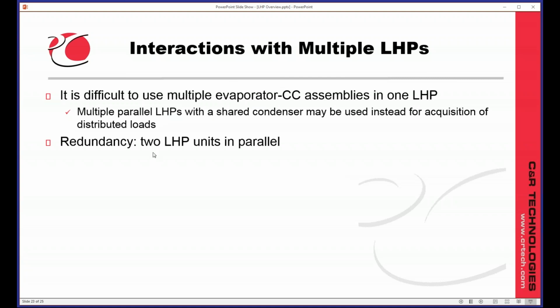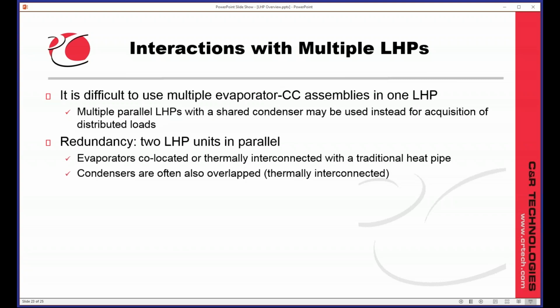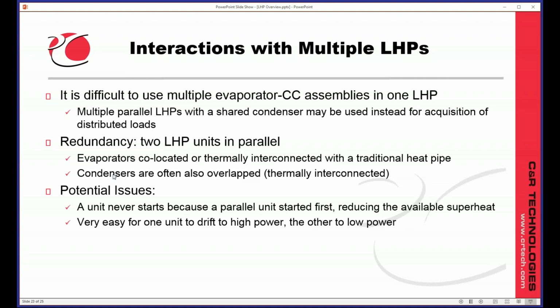More commonly, you've got 2 LHP units in parallel for redundancy in case one gets punctured. In that case, the evaporators are either co-located or are interconnected with a traditional heat pipe. The condensers are interwoven so that they can replace each other. The reason I want to mention this is that something that can happen in a case like this is that one unit starts and the other unit never starts.